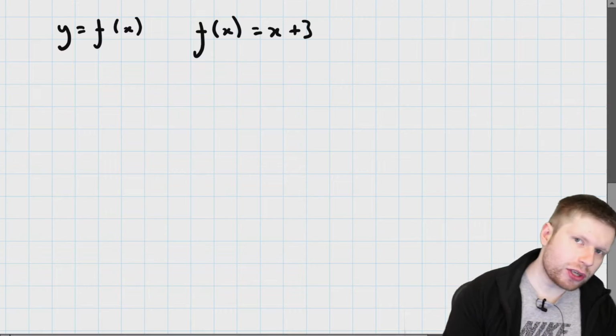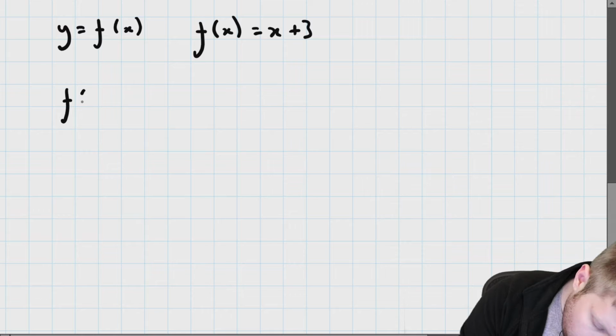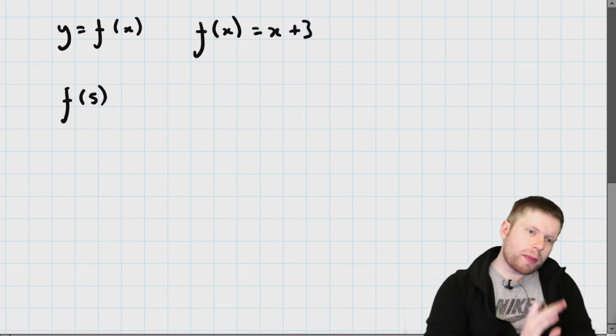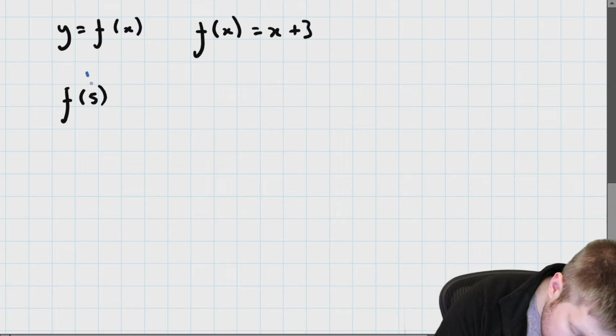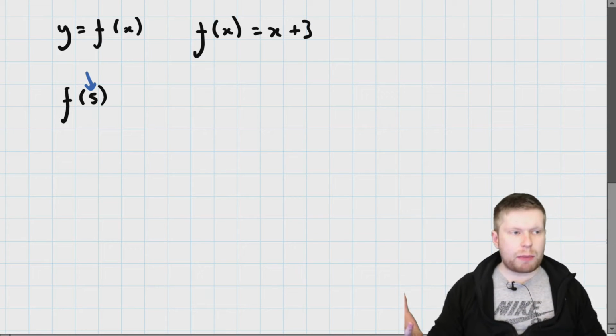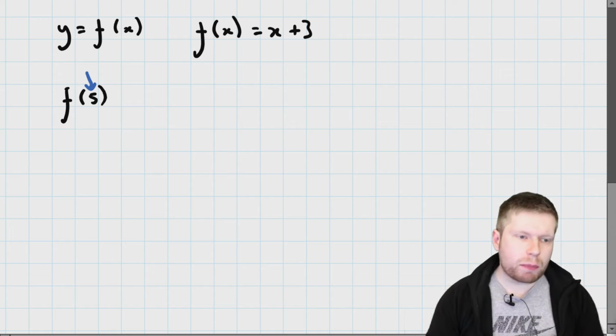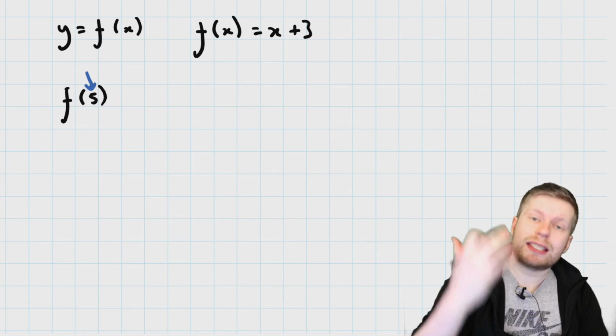So if I, for example, wanted to work out what f of 5 was, well, just remember that f is just the name of my function, and the thing which goes inside my brackets, in this case, I'm saying it's 5.